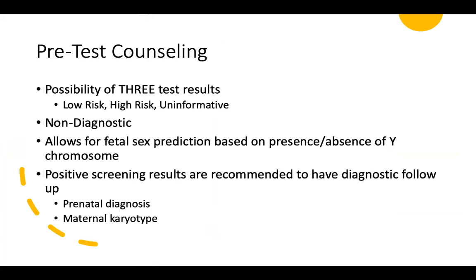In talking to your patient about NIPS, it's important to disclose the possibility of 3 types of results rather than just the positive and just the negative. So really should be explaining that you have a low risk result or a negative result, high risk or positive, and then there is a third category, which is the uninformative result. Important to remind them that this is not diagnostic, and any positive result is recommended to be tested with some sort of diagnostic follow-up, whether that is prenatal or postnatal.